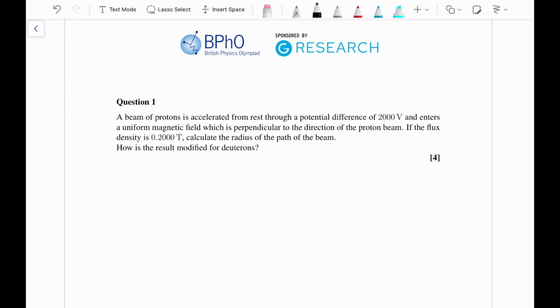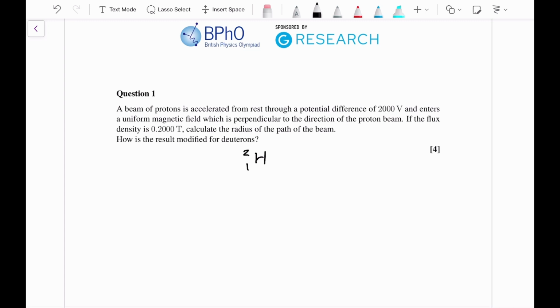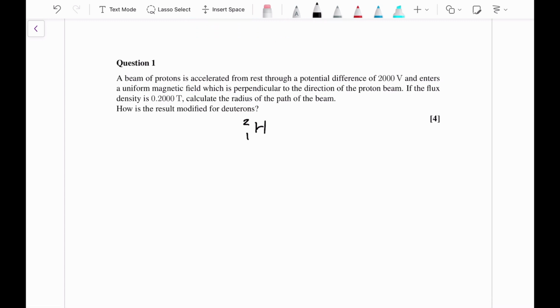Basically, a deuteron is, I think, 2 1H. It's a hydrogen with a proton and a neutron, so with a total mass number of 2. First of all, what we want to calculate is the radius of the path of the beam. One equation is that mv squared over r, that is the centripetal force, is equal to the magnetic force experienced by the proton as it enters the magnetic field, so that is BQV.